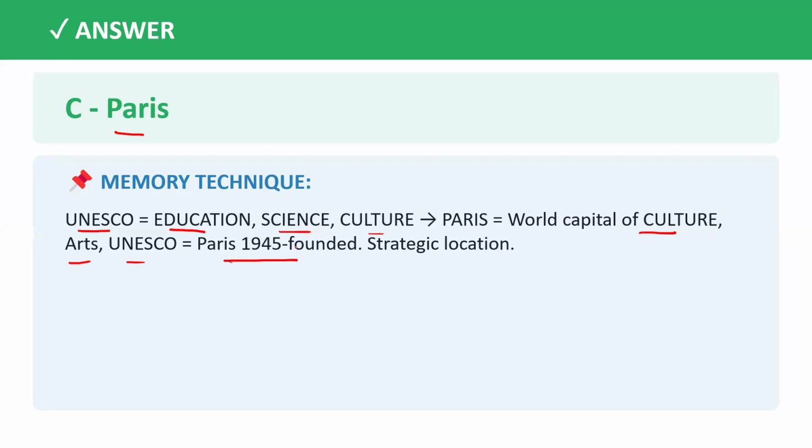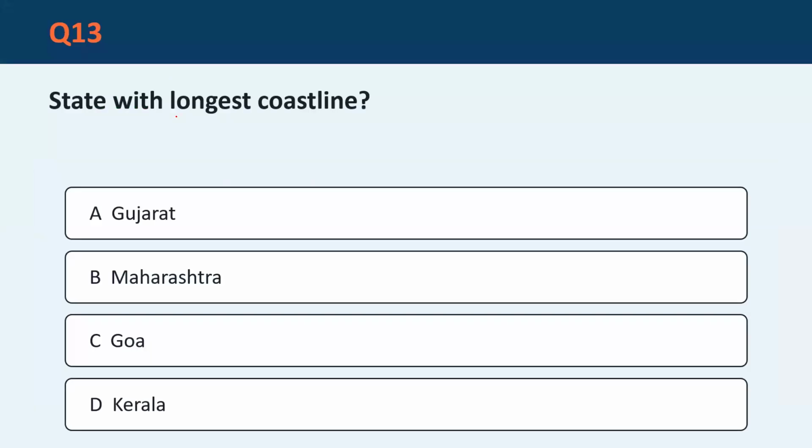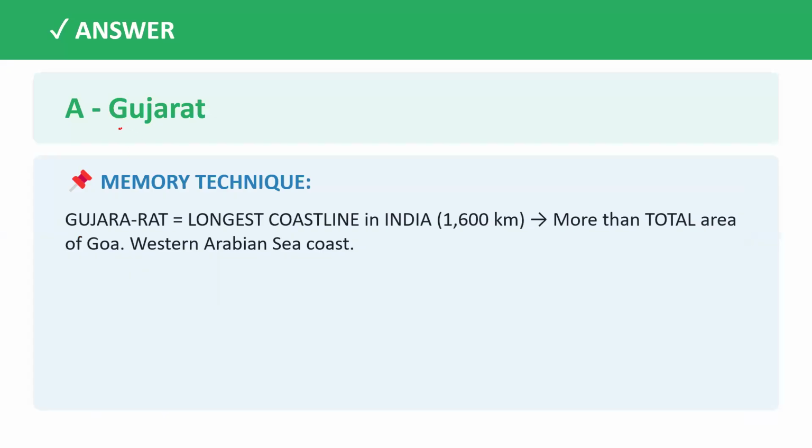And the next question is, which is the state in India with the longest coastline? And the options are Gujarat, Maharashtra, Goa, Kerala, or Keralam. So the correct answer is Gujarat.